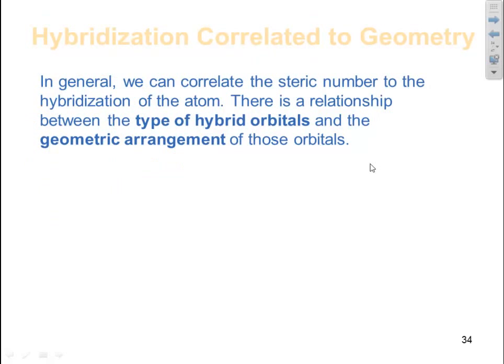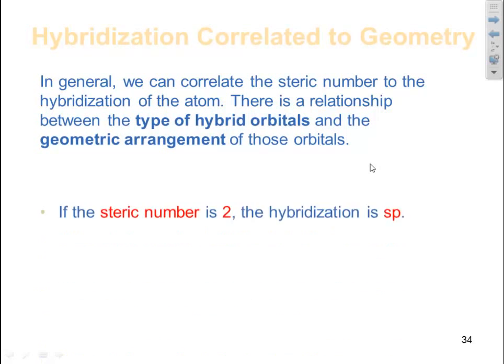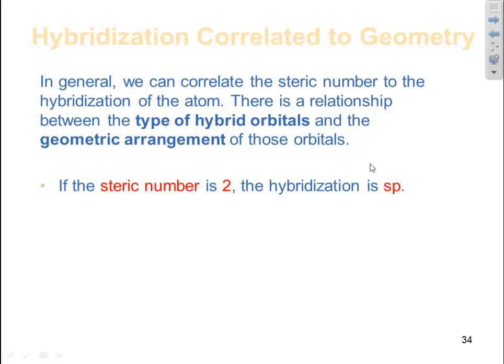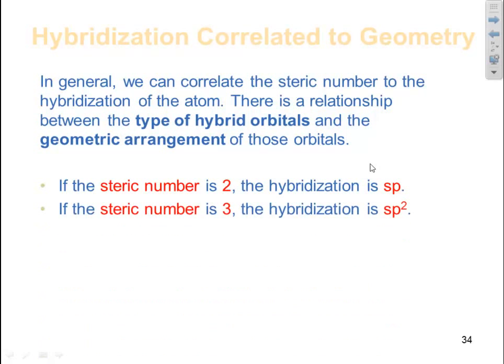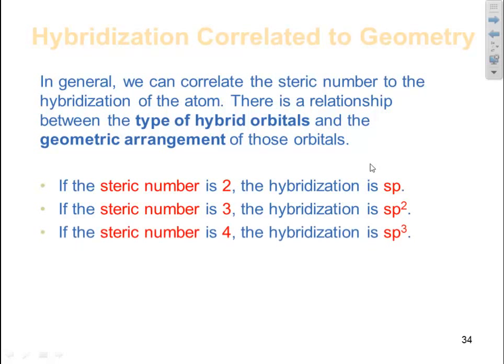In general, we can correlate the steric number to the hybridization of an atom. There is a relationship between the type of the hybrid orbitals and the geometric arrangement of those orbitals. So it's fairly easy to determine the hybridization. If you know the steric number, you can easily determine the hybridization. If the steric number is 2, the hybridization is sp. If the steric number is 3, the hybridization is sp2. If the steric number is 4, the hybridization is sp3.